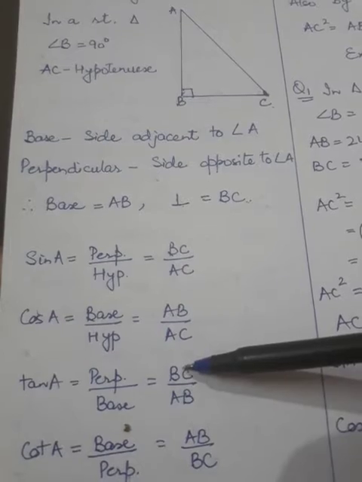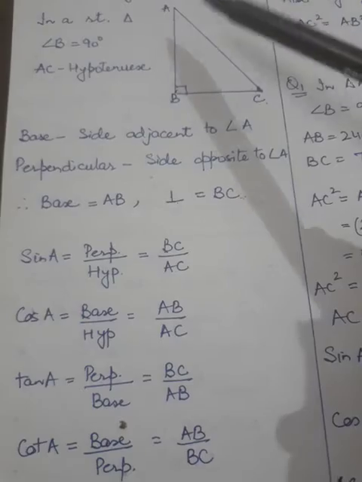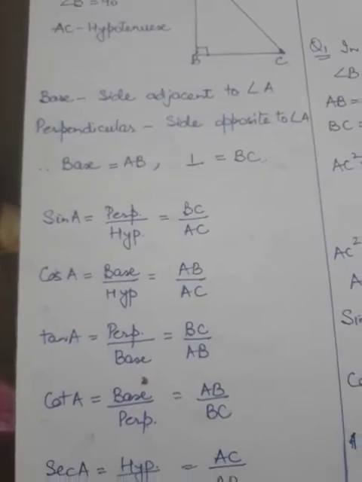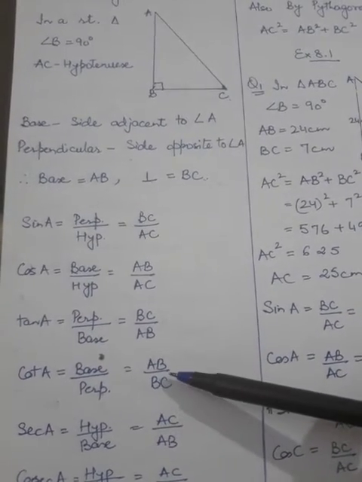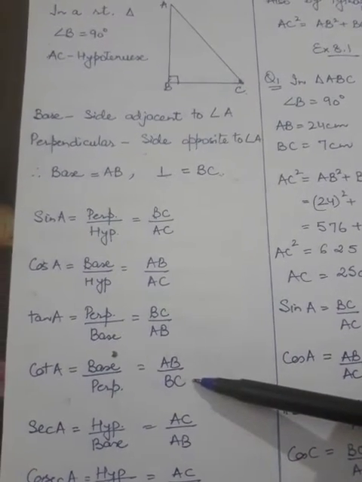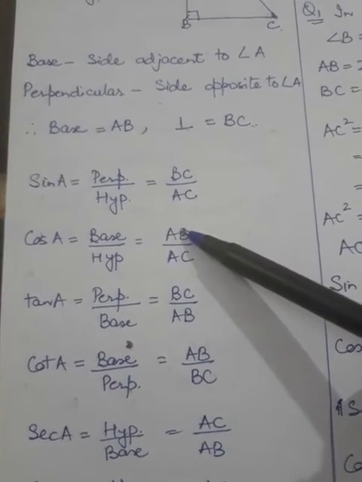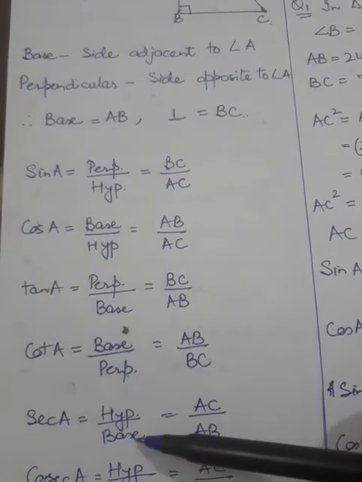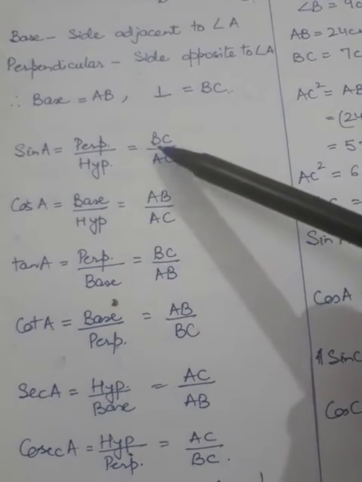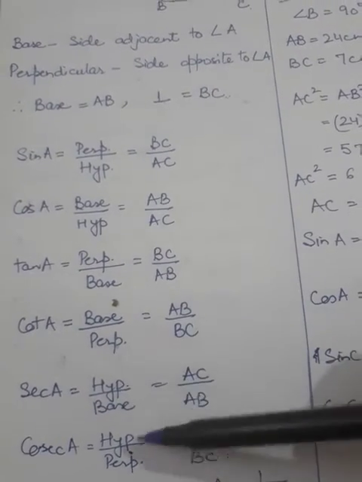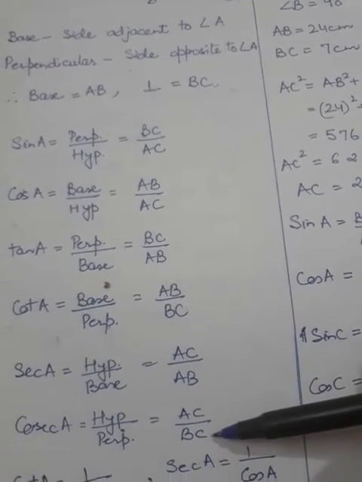Tan A is perpendicular upon base, so that is BC upon AB. Cot A is base upon perpendicular, that is AB upon BC. Then secant A is the reciprocal of cos A, that is hypotenuse upon base, AC upon AB. And cosecant A is the reciprocal of sin A, that is hypotenuse upon perpendicular, AC upon BC.